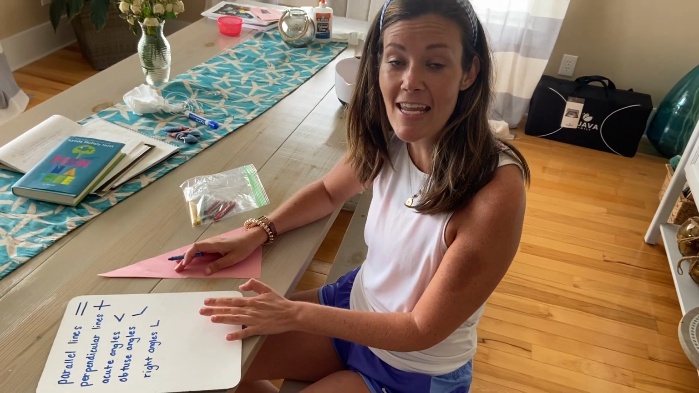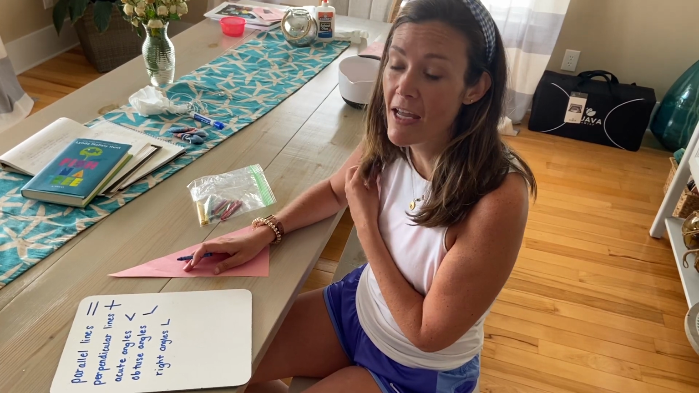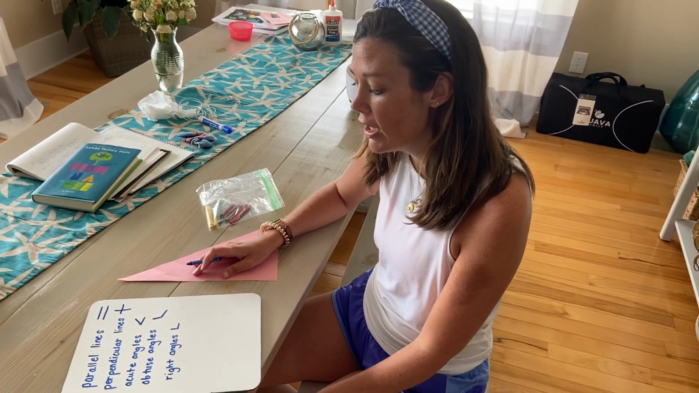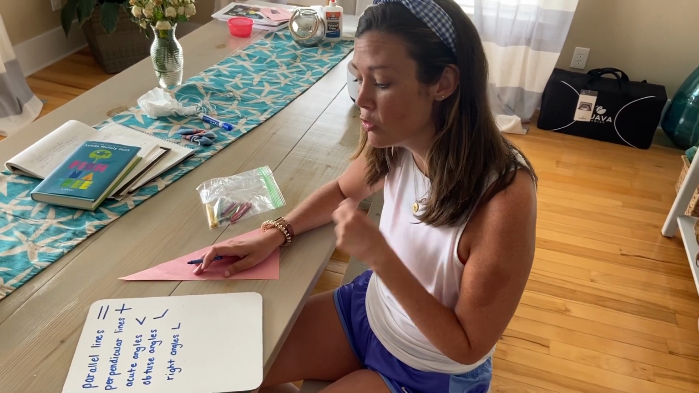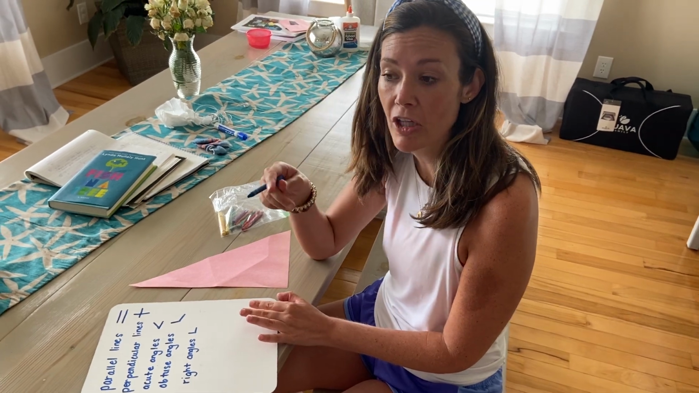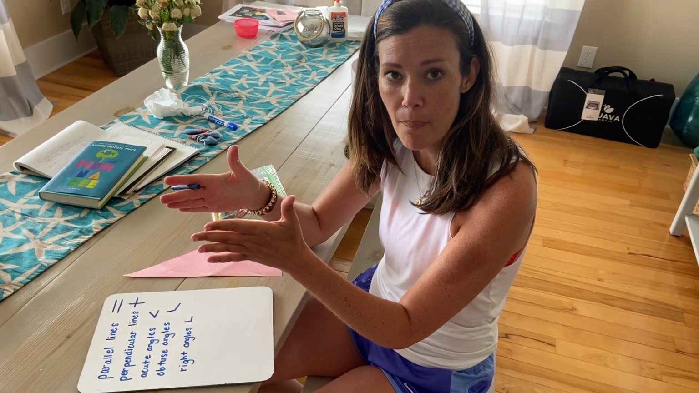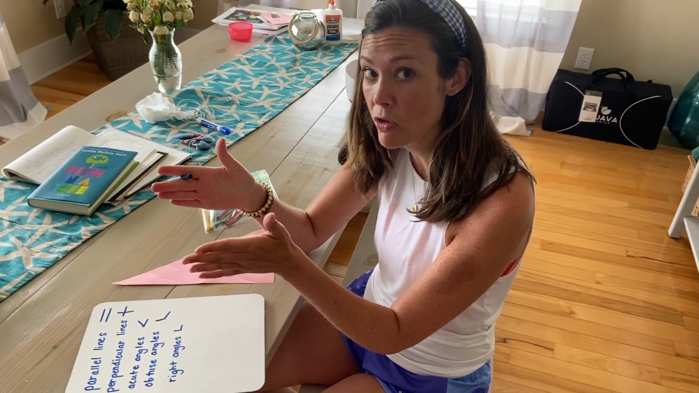Hi everyone! Today we're going to talk about lines and angles, and we're going to create an art project to go with it. So I've got a couple of different lines that I want to show you and a few different angles. So lines, parallel lines are lines that run next to each other and they never cross. Those are called parallel lines, almost like an equal sign.